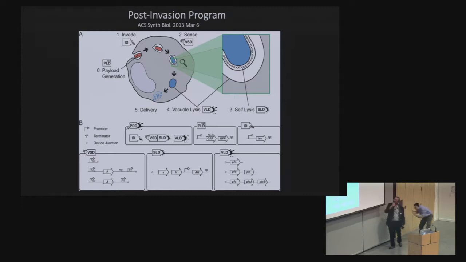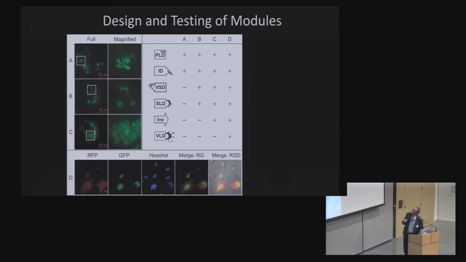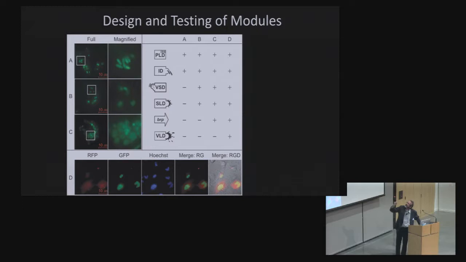Okay, so look. The idea was that we had all these models of how this thing worked, and we measured all this stuff, and ultimately we put it together, and this is sort of what happened. Here's some sense of how we start characterizing these things. We first started with the payload device and the invasion device. And when you did that, what you're seeing here on the left of that box is a field of cells.